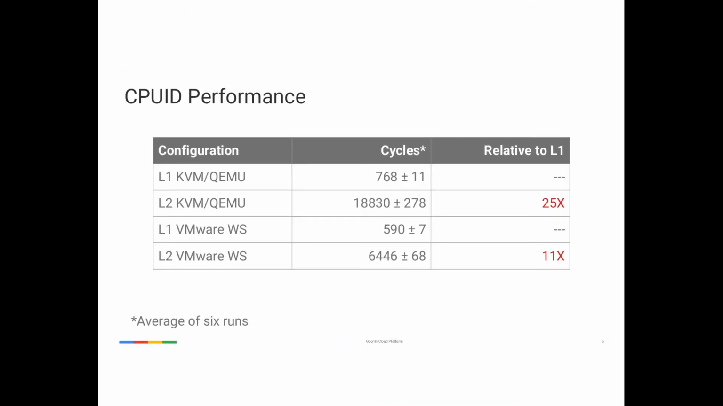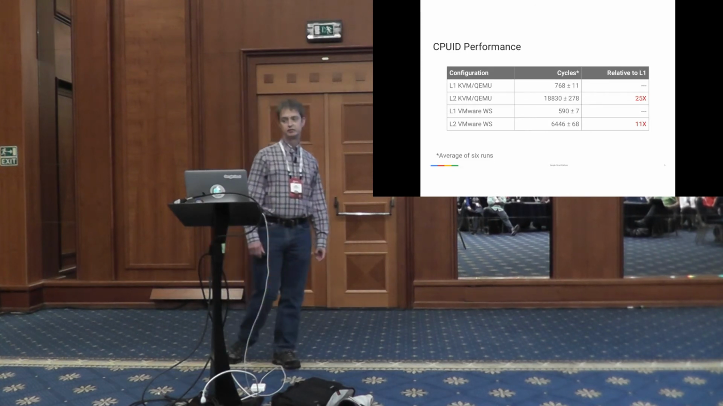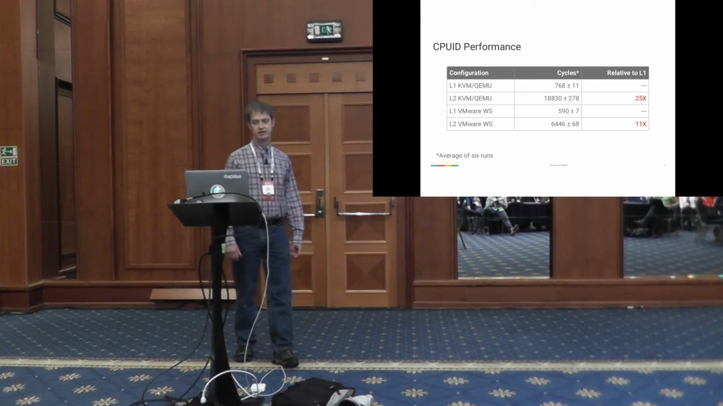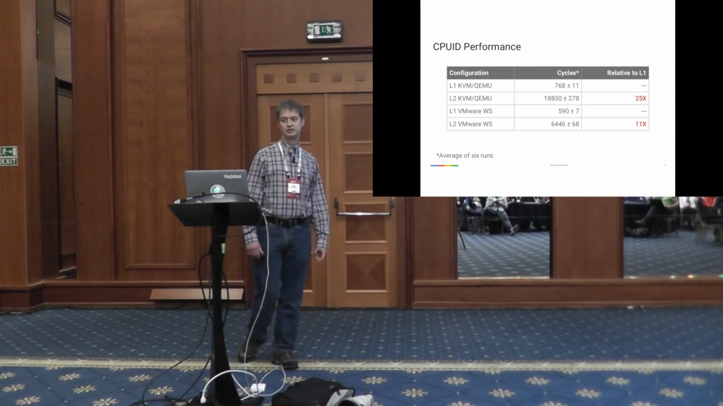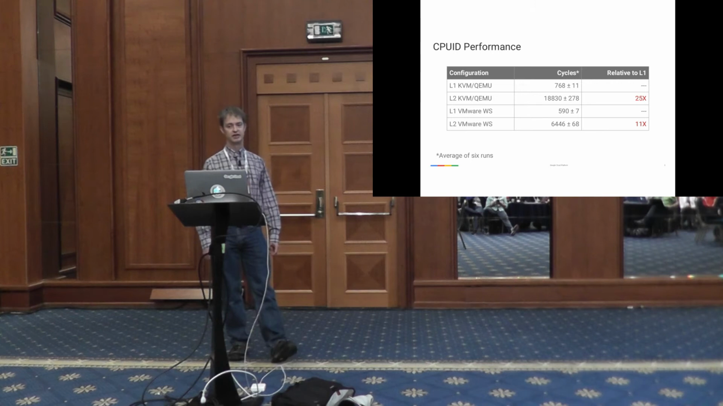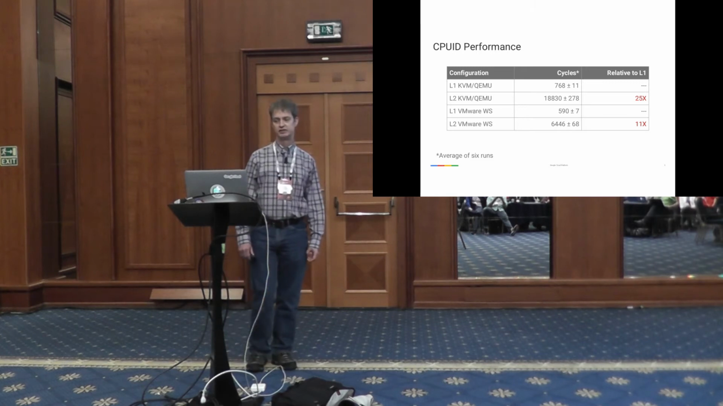Well, it's not great. L2 KVM QEMU is 25 times slower than L1. Not too good. And VMware Workstation clocks in the L2 is only 11 times slower than L1. So I think there's definitely some room for improvement in our nested virtualization strategy.